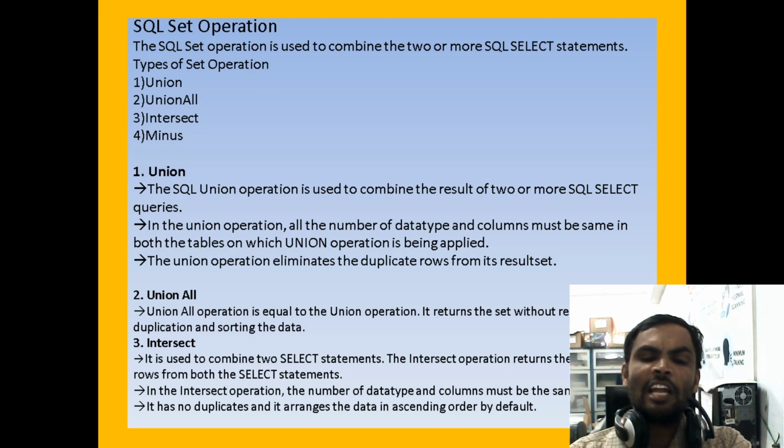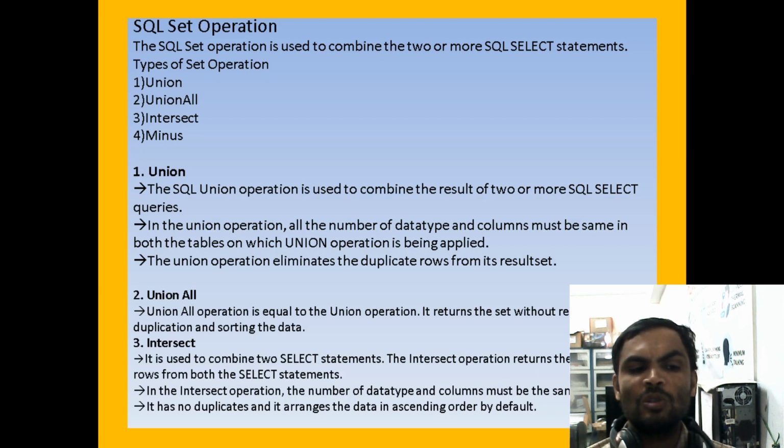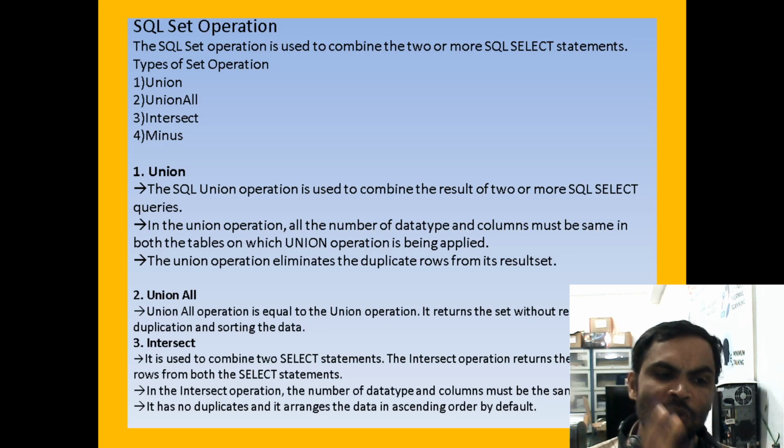The union operator will eliminate the duplicate rows from the result set. Meaning, if you have repeated values in the table, it will eliminate those values from the record. Coming to union all, the union all operator is equal to the union operator, but without removing the duplicates and sorting the data. Union means it will eliminate the duplicate rows. Union all means including the duplicate values, if you need them, then at that time we can use union all.